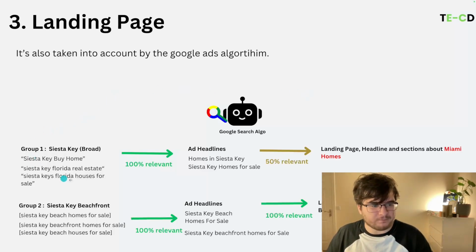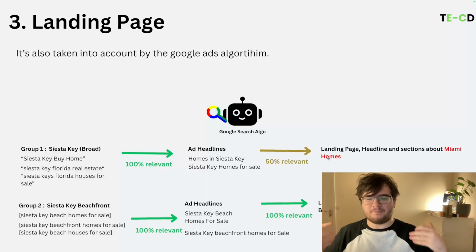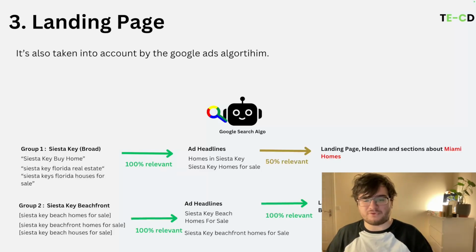So here we have our broad keyword grouping, and it's 100% relevant to our headlines. Our headlines are about homes in Siesta Key. So again, we're relevant. But if our landing page is talking about Miami homes or Florida homes or something more broad, well, now we have a mismatch here and we're only 50% relevant. So we get docked marks on our ad quality score. So we get lower rankings and higher cost per click.